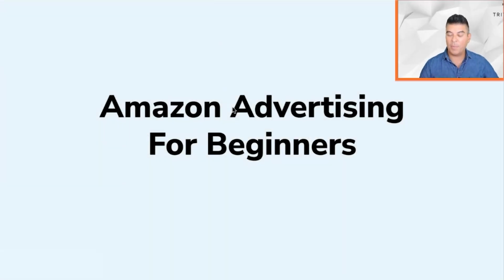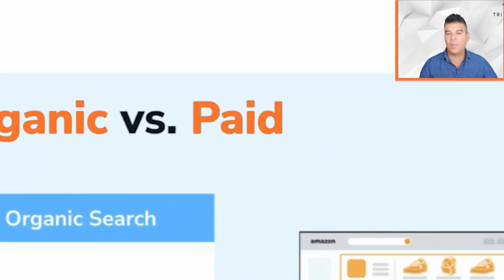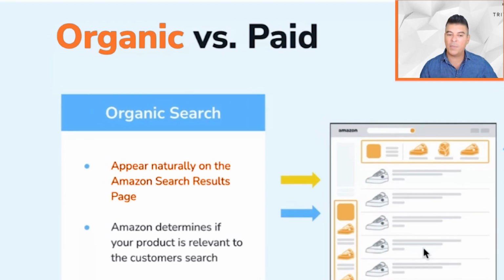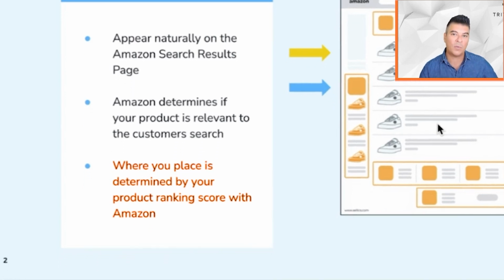Okay, let's jump into some content that I've made for you guys, starting with what is organic versus paid. So we're really starting with the basics. I want you to understand the difference between organic searches and sales as well as paid. Organic is something that appears naturally on the Amazon search results page. Anything after a shopper does a search that does not have the sponsored little tag to it is going to be an organic placement. And Amazon is the one that determines if your product is relevant to that customer search for that organic placement. Now, where you place is determined by your product ranking score with Amazon.